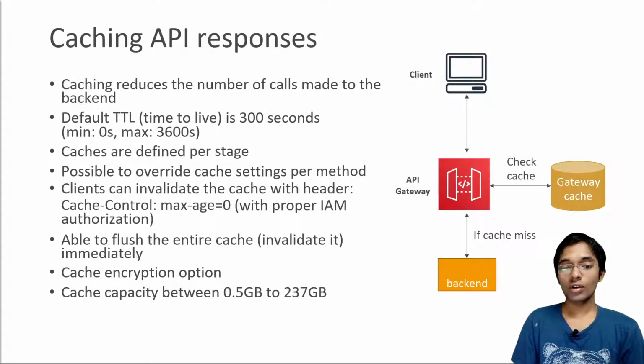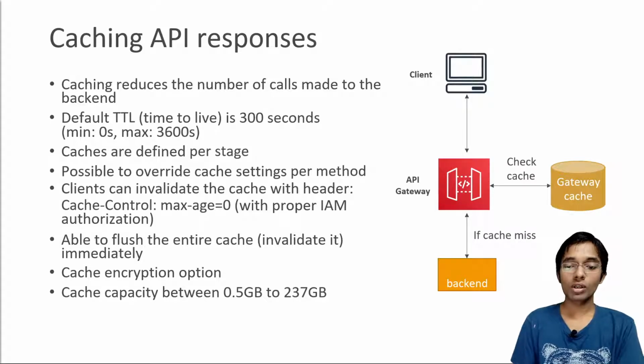If you have a GET request and a PUT request on whatever URL, and you don't want it to cache for that thing, you can override the cache setting for these specific methods only. The clients themselves can also invalidate the cache using a header called Cache-Control: max-age=0. You need the proper IAM authorizations to do this.